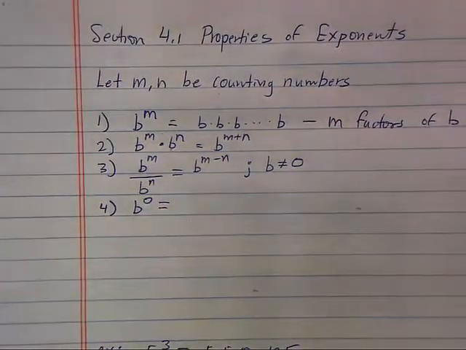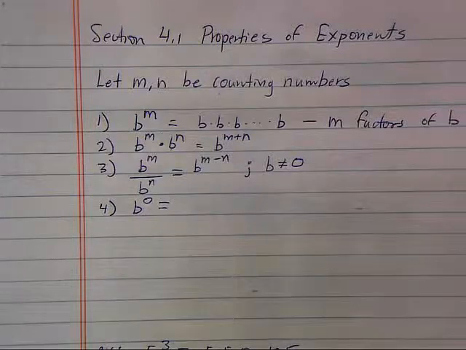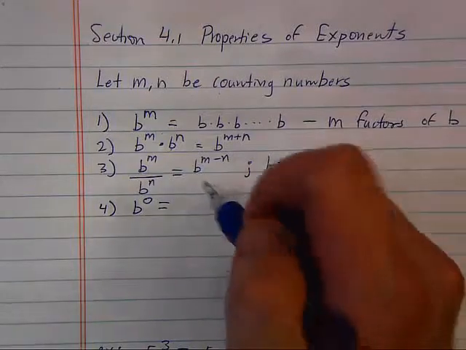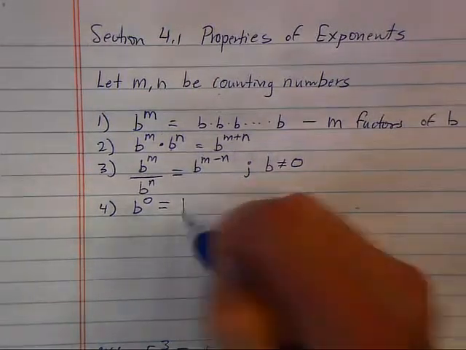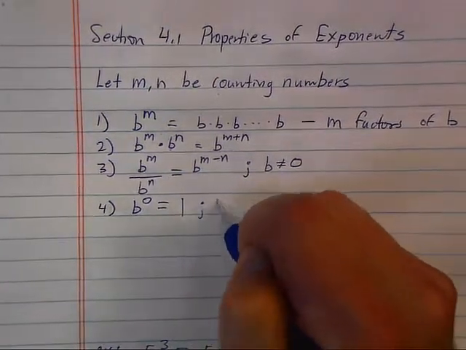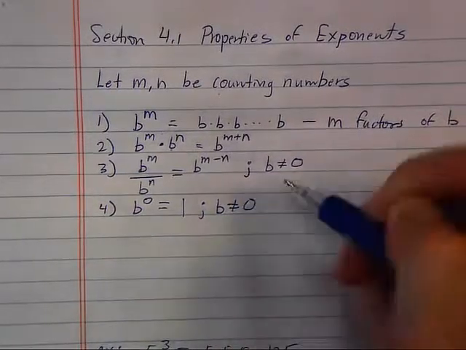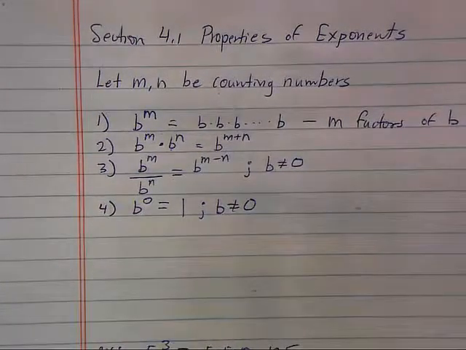B to the 0. What did we say 5 to the 0 was? 1. So what if I were to give you 3 to the 0? What if I were to give you 126 to the 0? 1. So B to the 0 is always the number 1. And again, that will work as long as B is not the number 0.